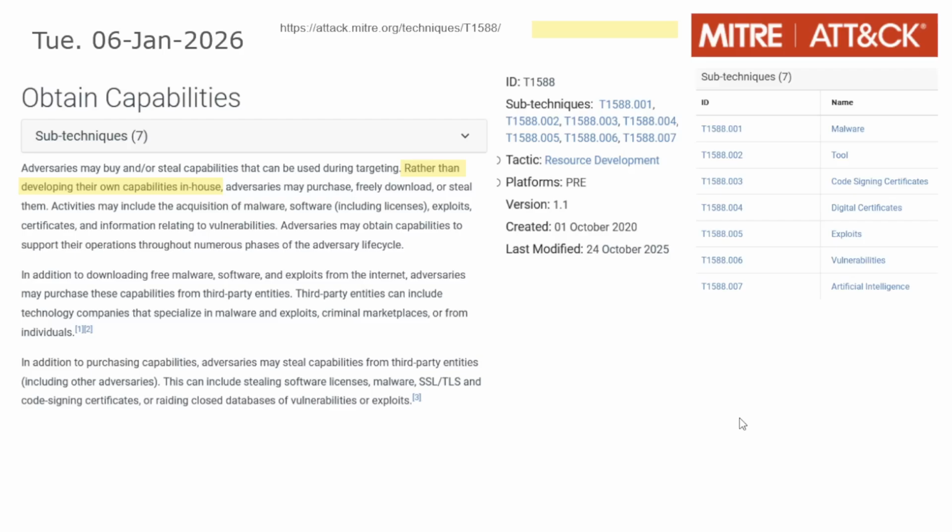And then third-party entities can include technology companies that specialize in malware and exploits, criminal marketplaces, yes, that's what I mentioned, or from individuals. Well, the last point, we can't do anything. Individuals, there might be a crazy hacker out there who's talented and who creates these exploits and whatnot on his own. That's possible. There are even two sources, 1 and 2. I'm looking forward to see what these sources are. But yeah, and then in addition to purchasing capabilities, adversaries may steal capabilities from third-party entities, including other adversaries.